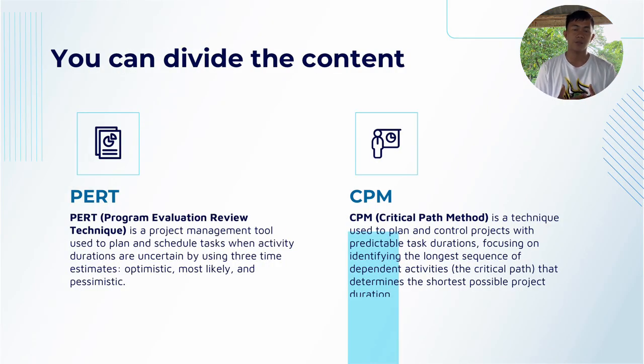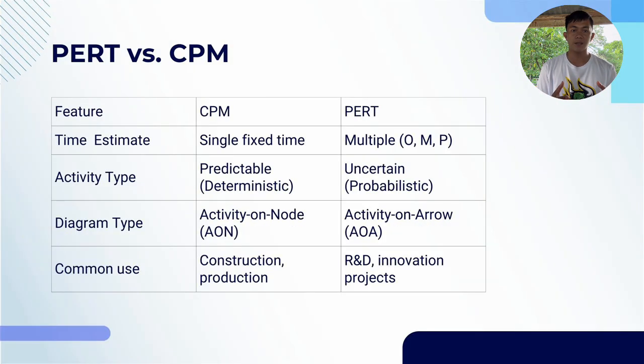Next, we're going to talk about CPM, or critical path method. CPM, on the other hand, is best suited for projects with predictable task durations. It focuses on identifying the critical path, the longest sequence of dependent activities that determines the shortest possible project duration. CPM diagrams are usually activity on node. It's frequently employed in construction and production projects.